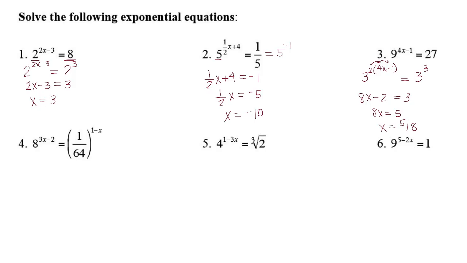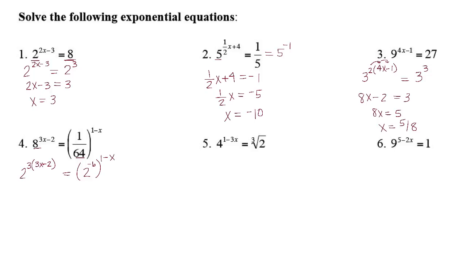For number 4, we need to look at 8 and 64, and we do need to change our base all the way down to 2. So 8 is 2 to the third, and we still had our exponent of 3x minus 2. We don't need to forget that. Is equal to, now 64, that's going to be 2 to the 6th, but we're going to make it negative 6 so that we get the reciprocal of 1 over 64.